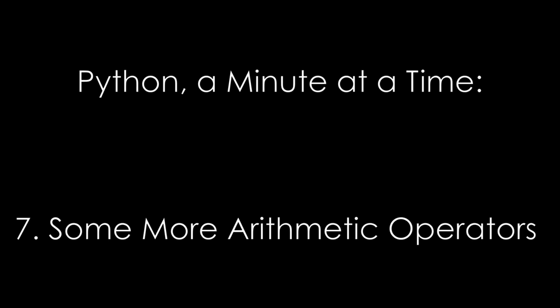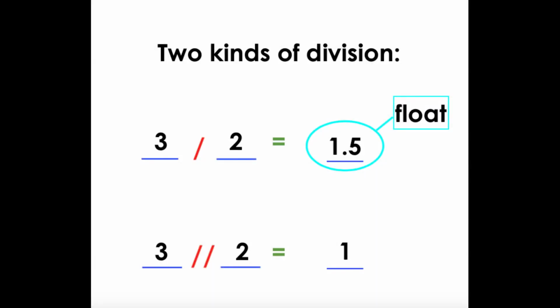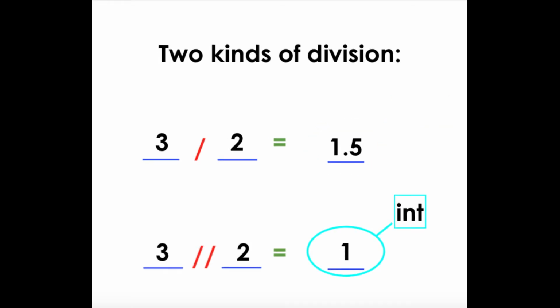In the last minute, I asked you to try to figure out what the double slash does. Let's take a look at it now. If I use the single slash for division, the result will always be a float, no matter whether I am dividing integers or floats. However, if I use a double slash, Python will round the result down to the nearest integer and return this as the result. This is called floor division.